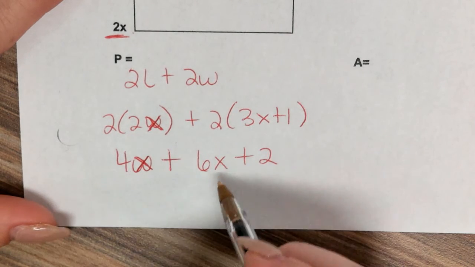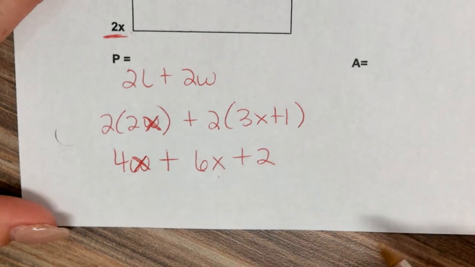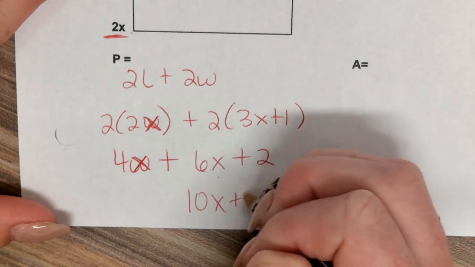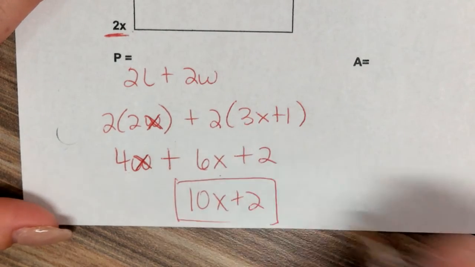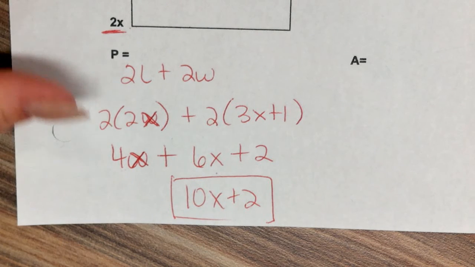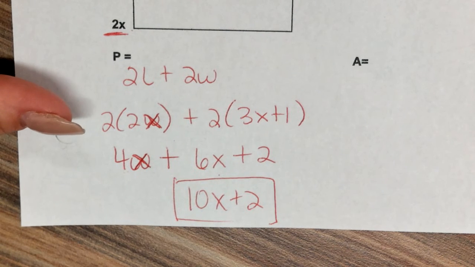All right, what's 4x plus 6x? So I have 10x plus 2. That's as far as I can simplify it. So the perimeter is 10x plus 2.